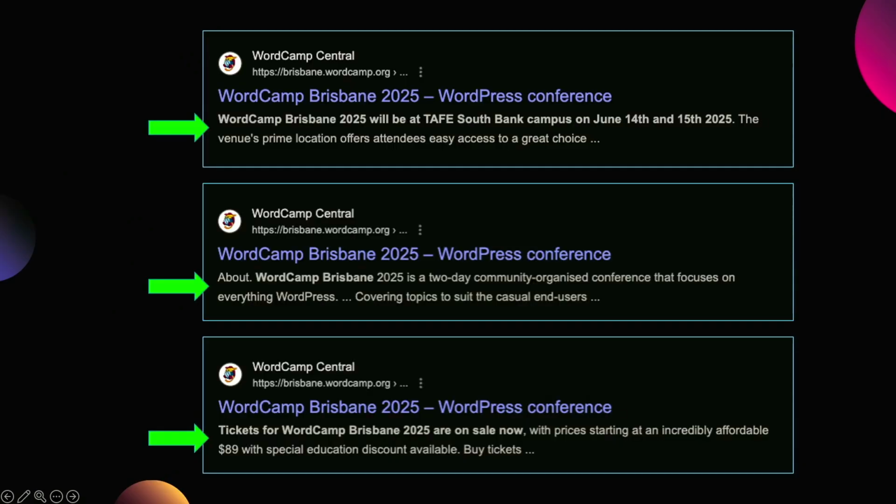Here's a perfect example of this in action. These three results are all for the exact same page, our WordCamp Brisbane homepage. However, notice that each snippet is completely different. Sorry for the characters being too small, but they are different. This is Google automatically customizing the snippet to be the most relevant for three different search queries.